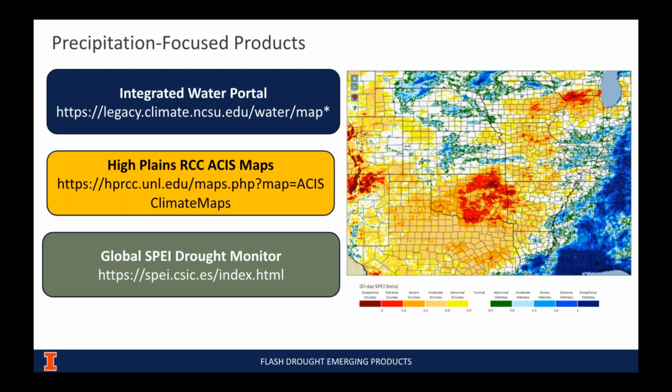And so kind of to my last point from the previous slide where I was mentioning coupling precipitation with another indicator like evaporative demand, that's what gives us the SPEI, which can better monitor more rapid changes in evaporative demand on top of precipitation deficits that lead to flash drought. We also have really important ACIS SPI maps, or Standardized Precipitation Index maps, from the High Plains Regional Climate Center, among others. And then the Global SPEI Drought Monitor, which is also a really important indicator, again, using that Standardized Precipitation Evapotranspiration Index, but at a global scale for global flash drought monitoring.